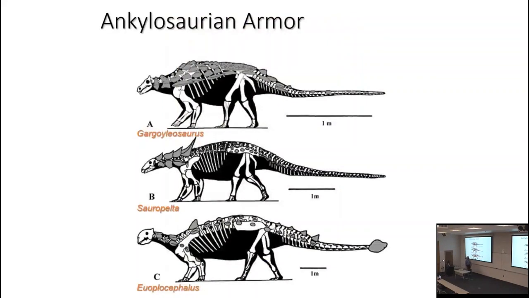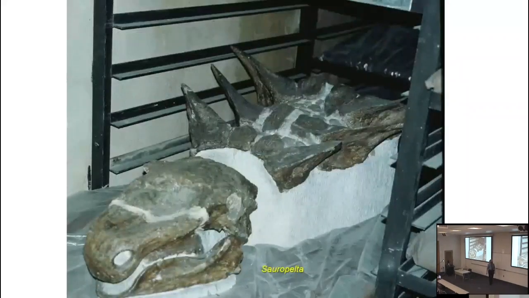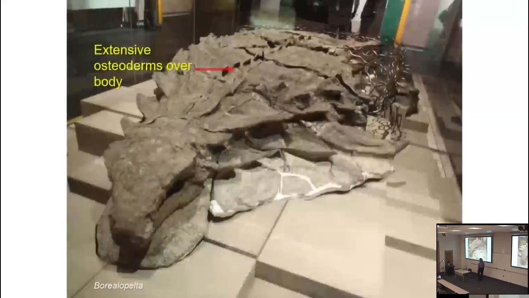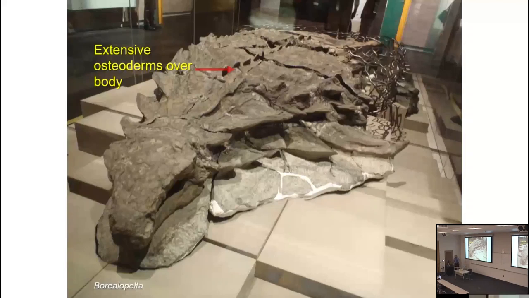Different groups and different genera within groups have slightly different patterns, but there are some commonalities among them. For one thing, ankylosaurs are characterized by these rings of osteoderms on their necks and shoulders. So it's not an individual strip all the way across, but rather a set of osteoderms often fused together in rings, or ankylosaur workers sometimes refer to them as half rings because they're only on the dorsal surface, they don't go all the way around the body. But there's separation between them, so they're still a little flexible there. But there are extensive osteoderms over the whole body, so the body is really heavily covered.